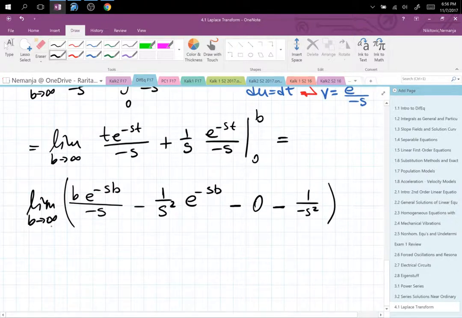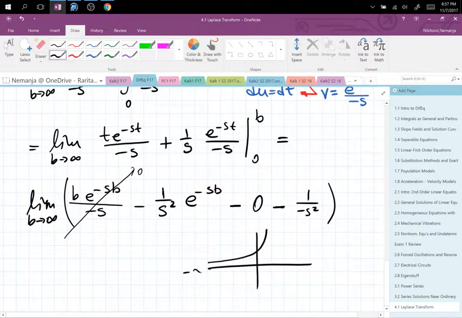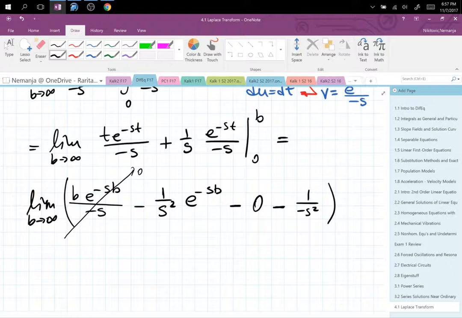So now what happens? When I plug in infinity here, this term goes to 0, right? So this term goes to 0 because negative sb, that's negative infinity, e to the negative infinity is 0, right, on this end. So Evan said that's infinity and that's 0. And we know that infinity times 0 could be infinity, could be 3/4, could be 0.